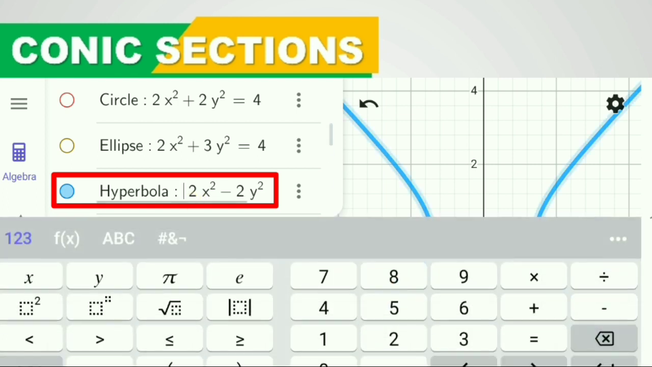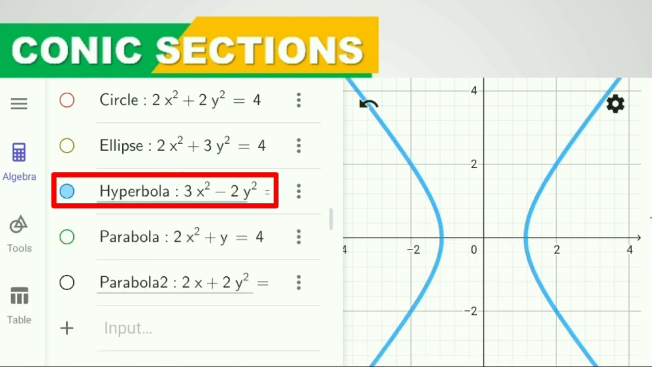We could also have different numerical coefficients, for example, 3x squared minus 2y squared is equal to 4. That will still create a hyperbola. So the only thing that you have to consider is that if the variables x and y are both squared and their signs are different, that kind of equation will create a hyperbola on the Cartesian coordinate system.